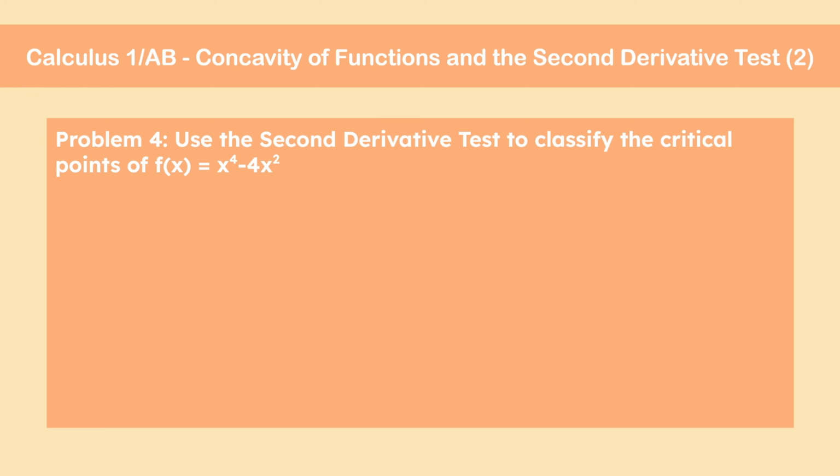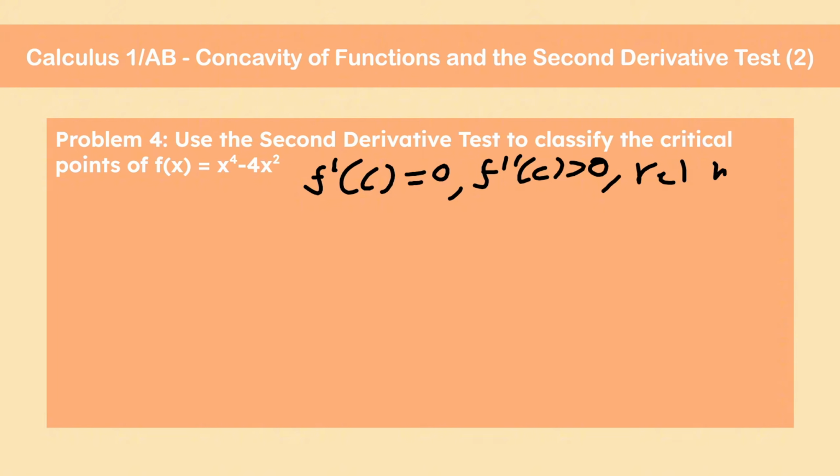Okay, so now this problem is asking us to use the second derivative test to classify the critical points of f of x, where f of x is equal to x to the power 4 minus 4x squared. So the second derivative test is that when the first derivative at c is equal to 0, and if the second derivative at c is greater than 0, then f of c is a relative minimum. And if the second derivative is less than 0, then f of c is a relative maximum.